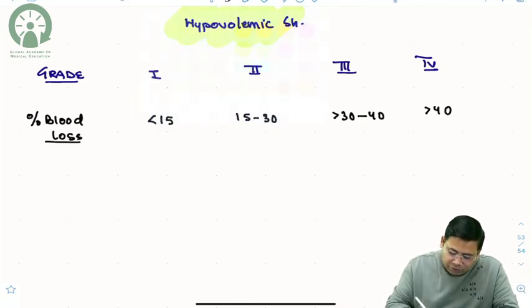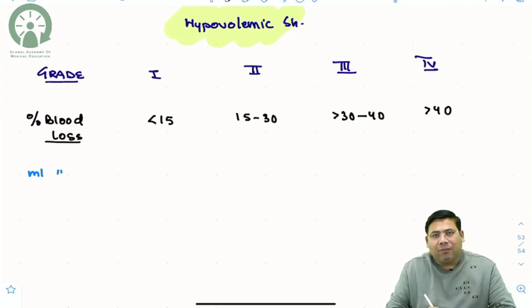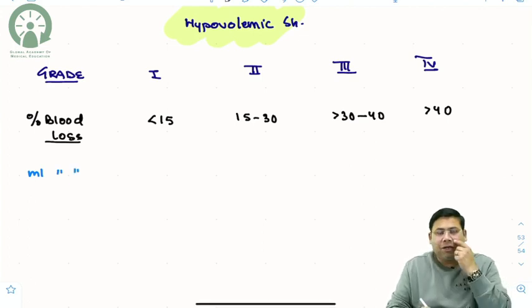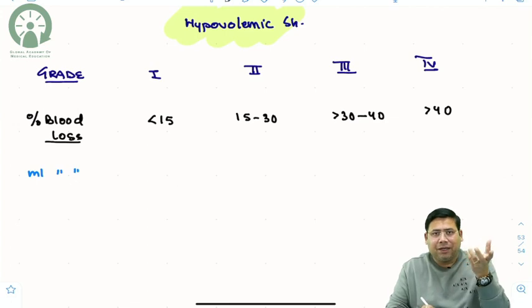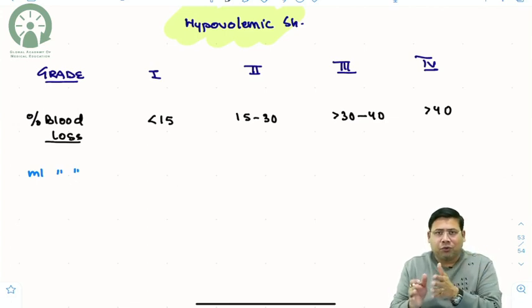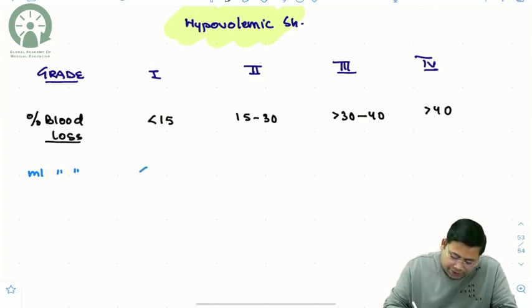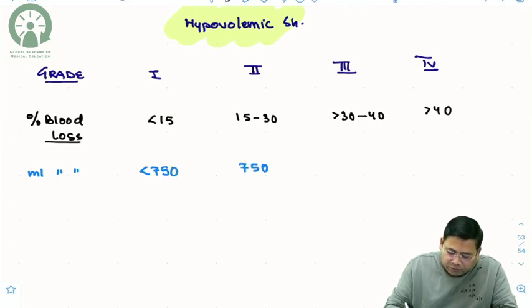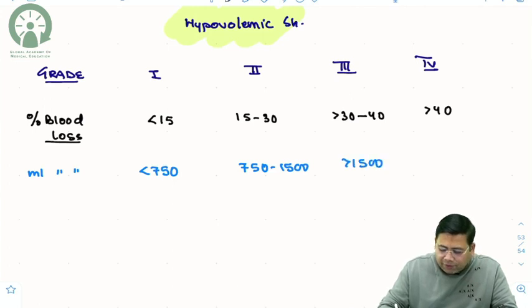Then on the basis of ml loss. When you talk about ml blood loss, what do you mean by this? How much blood in ml is lost? So you can do the grading. Less than 750 ml, then 750 to 1500 ml, then more than 1500 ml up to 2000 ml, and more than 2000 ml is grade 4.